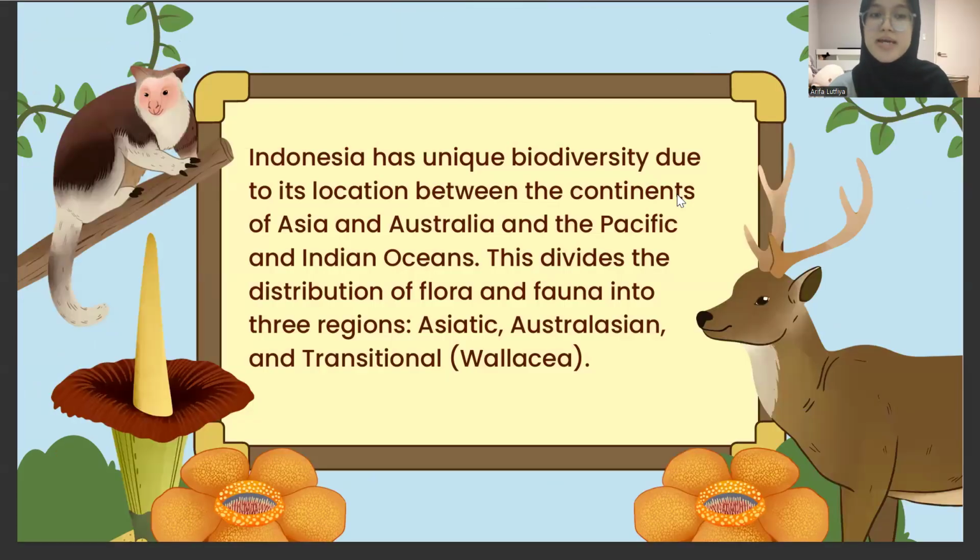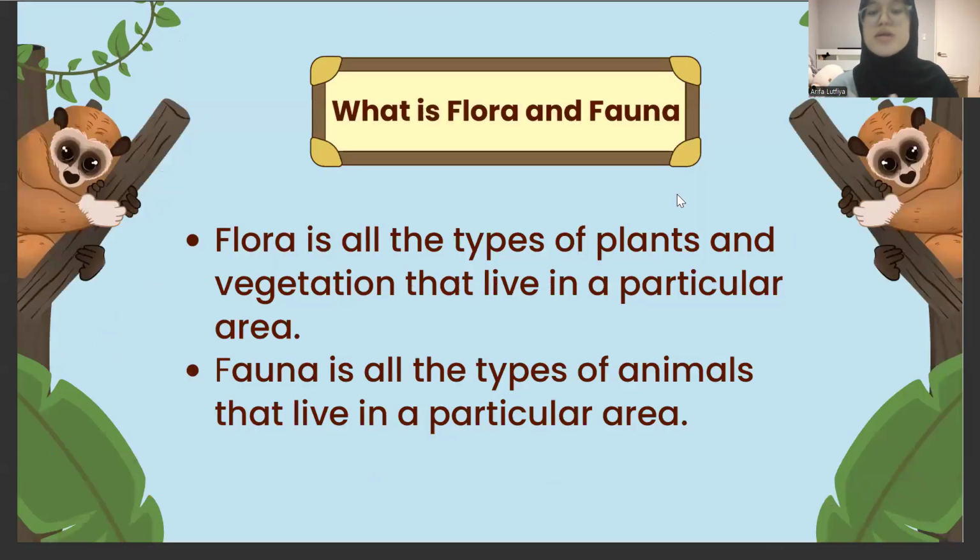After that, I will explain why Indonesia has a unique biodiversity. It's due to its location between the continents of Asia and Australia and the Pacific and Indian Oceans. This divides the distribution of flora and fauna into three regions: Asiatic, Australasian, and transitional. I will explain what flora is and what fauna is. Flora is all the types of plants and vegetation that live in a particular area, and fauna is all the types of animals that live in a particular area.